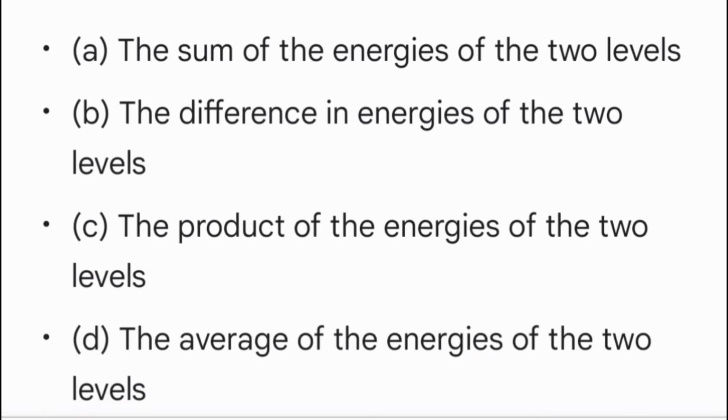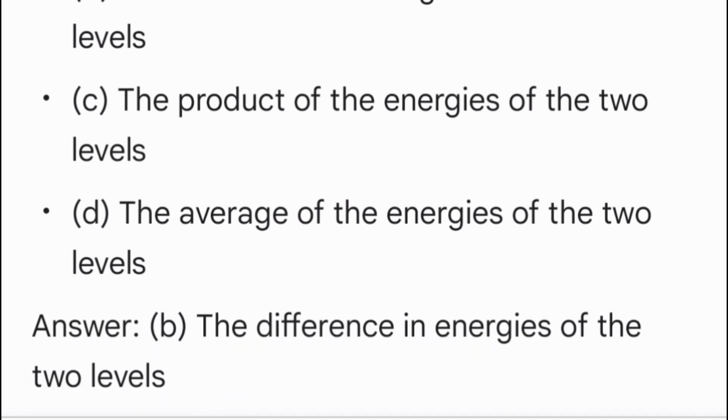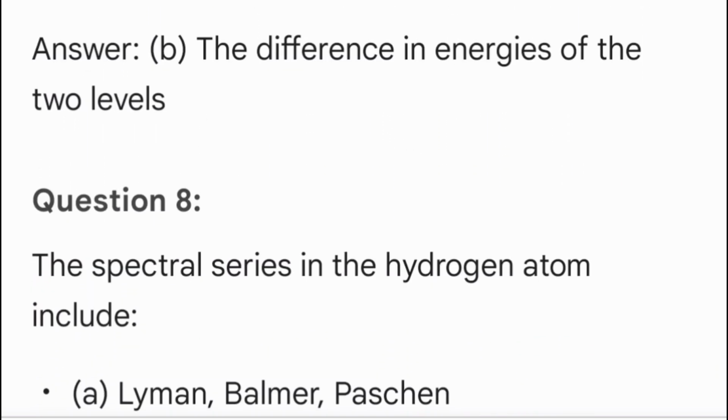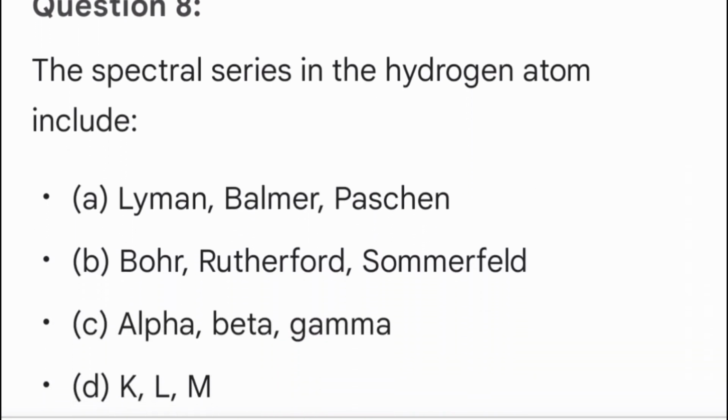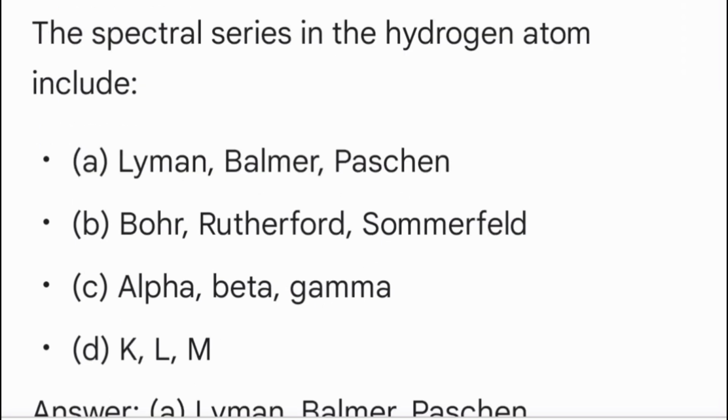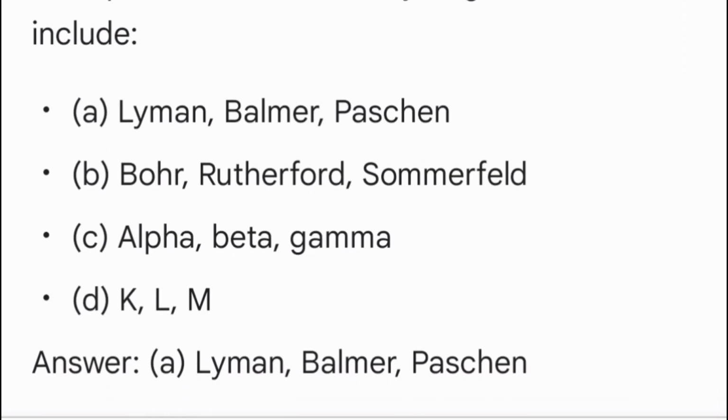C. The product of the energies of the two levels. D. The average of the energies of the two levels. Answer B. The difference in energies of the two levels. Question 8. The spectral series in the hydrogen atom include A. Lyman, Balmer, Paschen. B. Bohr, Rutherford, Sommerfeld. C. Alpha, Beta, Gamma. D. K, L, M. Answer A.